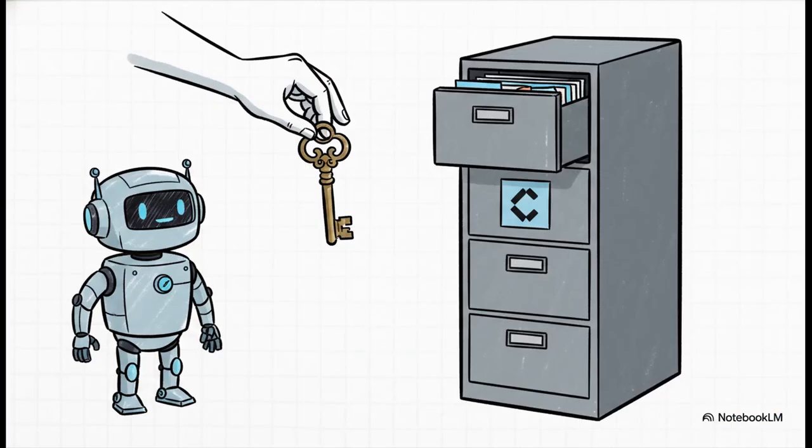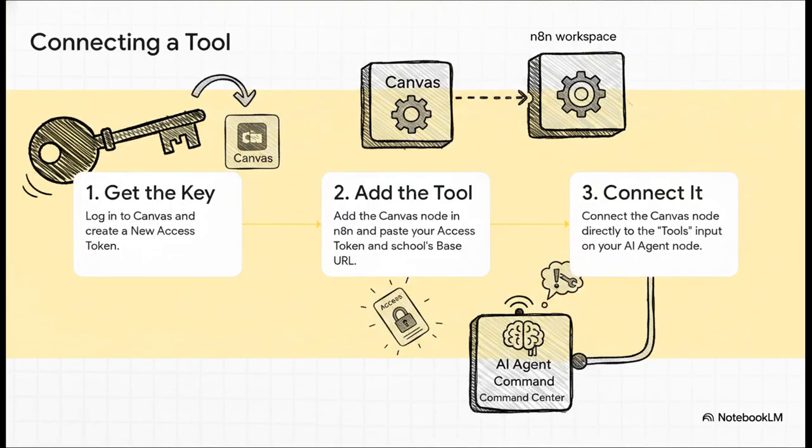Yeah, the best way to think about a tool is like giving your employee access to a specific filing cabinet. So for example, we can give our agent access to Canvas, that learning management system a lot of schools use. This is basically like handing it the keys to the school's entire record room. And the process for this is pretty much identical to how we set up the brain. First, you get the key, it's called an access token, from Canvas. Then you add the Canvas tool right inside your n8n workspace. And finally, you connect that tool directly to your agent's command center. That way, it knows it has this new skill ready to go.